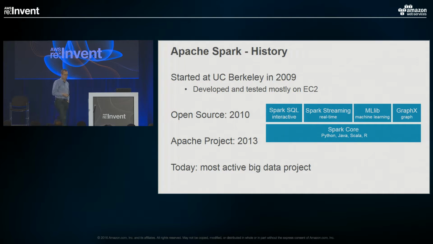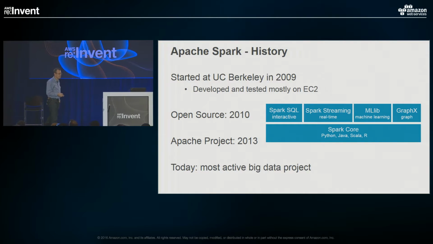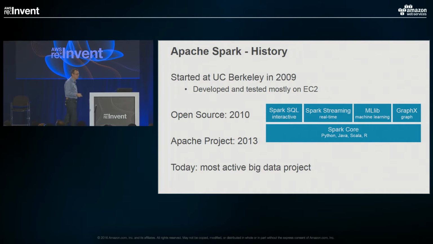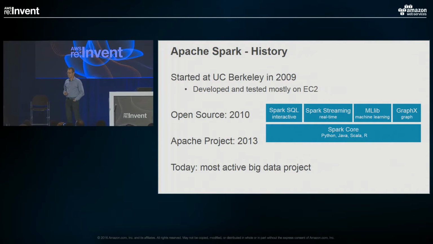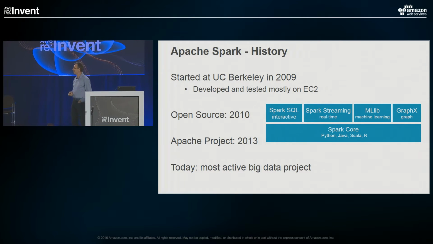So let me start with a short history. Apache Spark started as a research project back in 2009. When we started, we were also using Amazon. We were some of the early users of AWS. And not surprisingly, a lot of development and testing happened on EC2 from day one. So you could say that Apache Spark was kind of built for the cloud from early on.